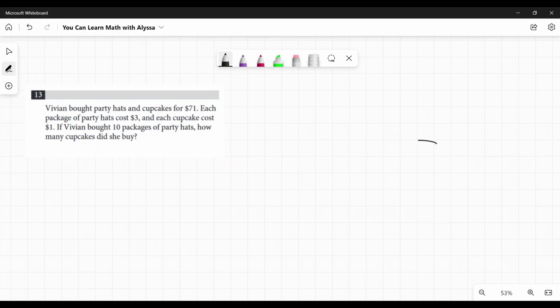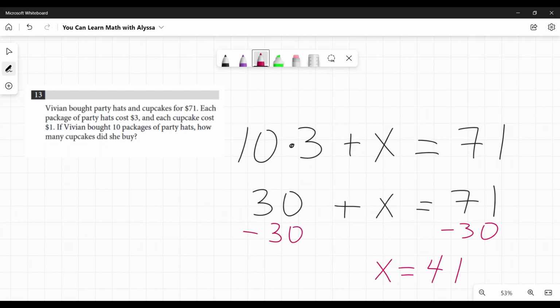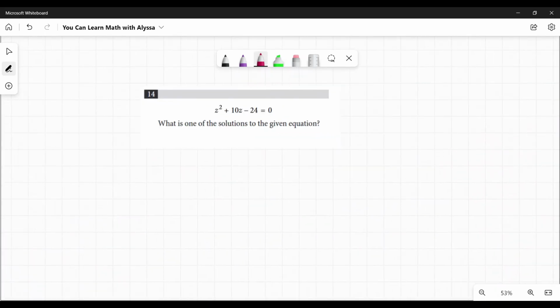All right, so for grand total, she spent $71. We know she bought 10 packages of party hats, and each party hat cost $3. Each cupcake cost $1 each. So I'm just going to say x cupcakes, and we don't have to multiply it by anything because each one is $1. So I'm multiplying that by 1. I don't need to write it. So she spent $30 on the party hats. And to solve for x, I need to subtract 30 from both sides. x is equal to 41. She bought 41 cupcakes.